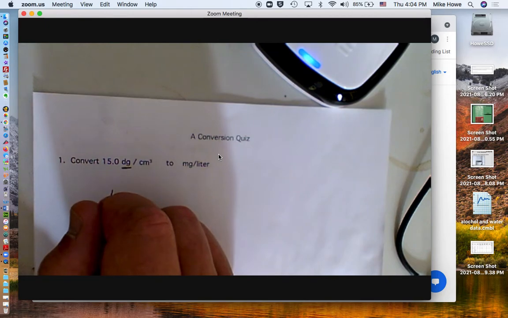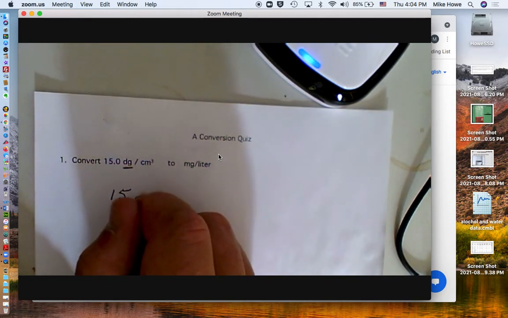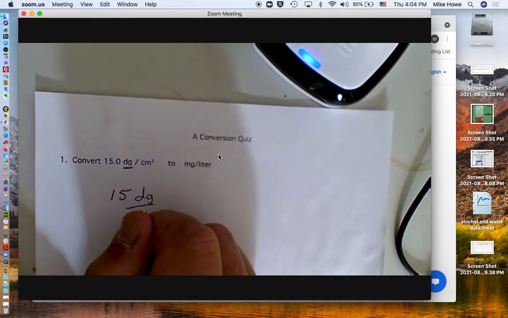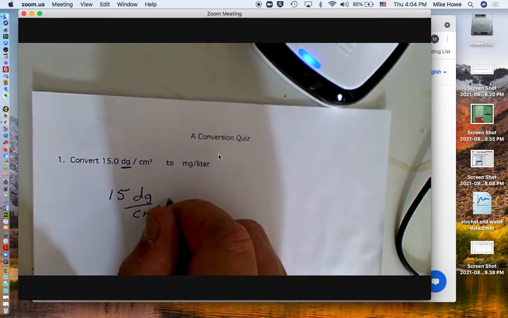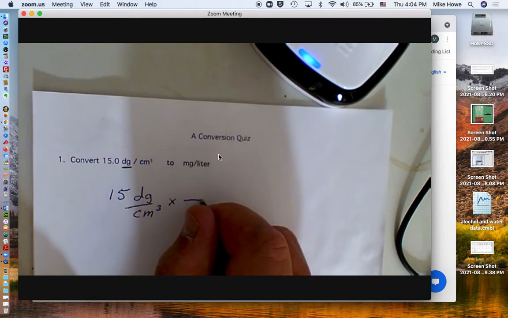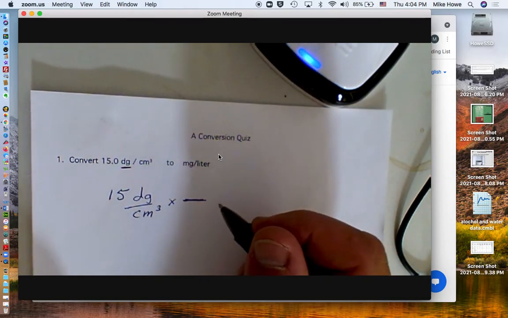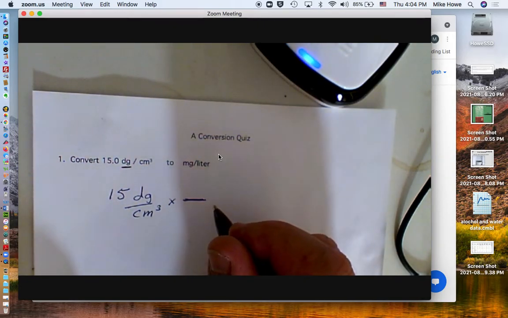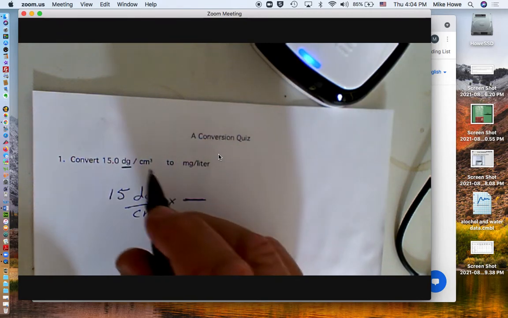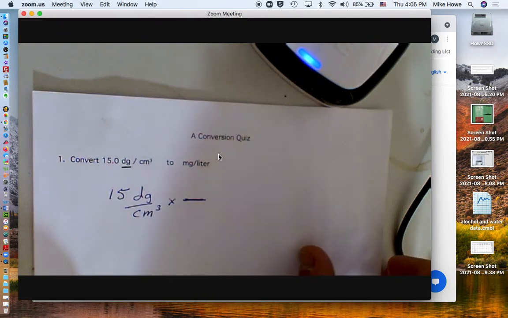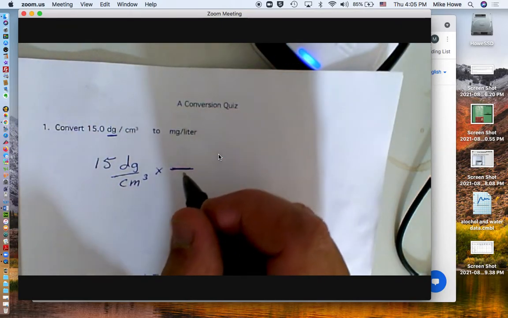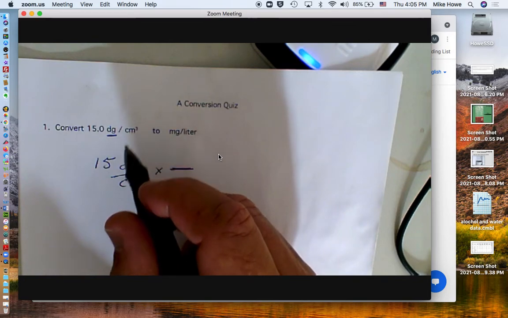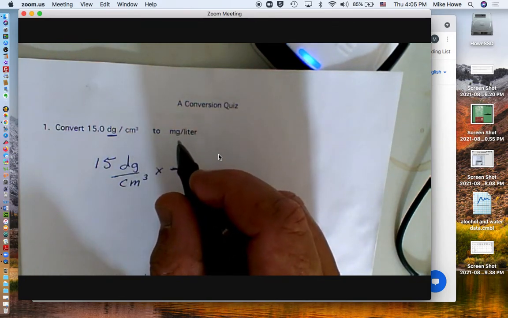So we have 15 decigrams per cubic centimeter. Pardon the background music, we have a test going on right now for some passing time music. And one other thing before I get into this heavily, the other quiz I'll do in just a minute. So we'll make two videos, one for the decigram version, one for the centigram version. You can watch both. Okay, so decigrams per cubic centimeter, we need to change to milligrams per liter.